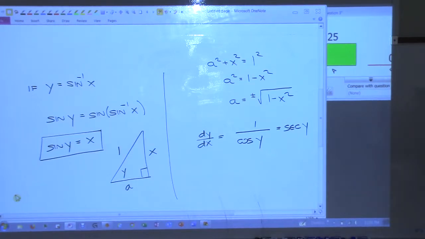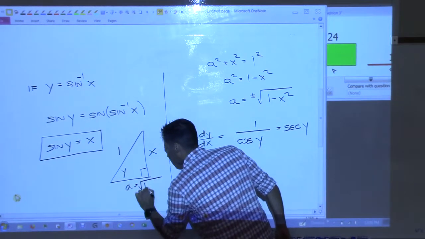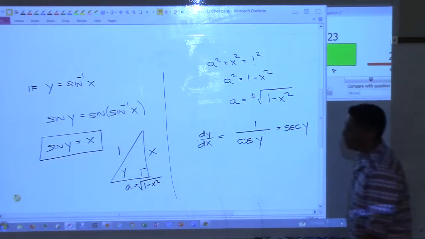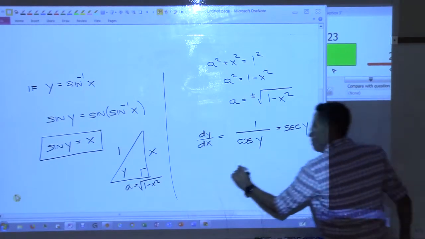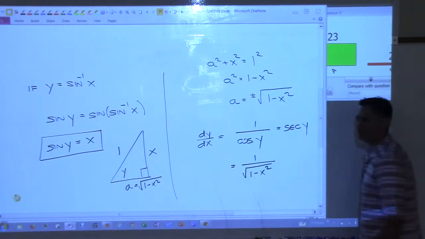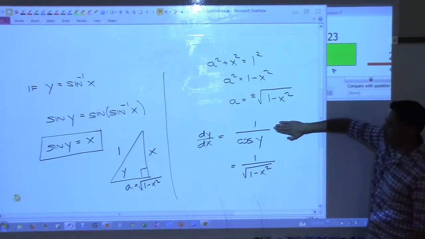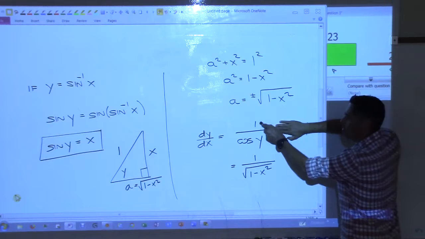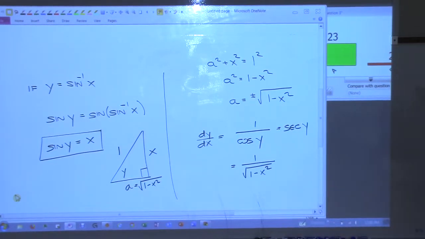All right, so that means that a is this. We'll take the positive, the square root of 1 minus x squared. So secant of y would be the hypotenuse over the adjacent, so we get our final result, which is this. Is it also reasonable to say that we could have just plugged in that for cosine y? Yes. If you didn't write this down, then you go 1 over cosine y, figure out what cosine y is, and plug it in. Same deal.